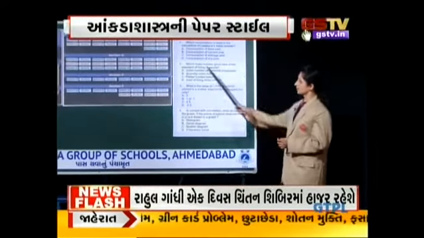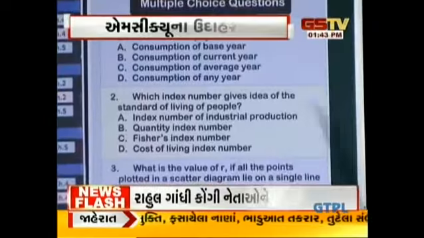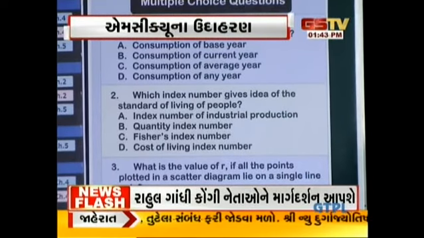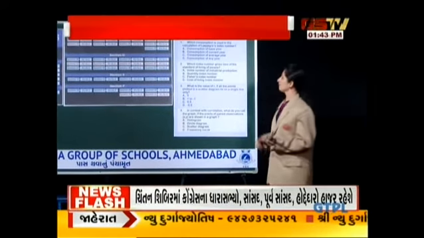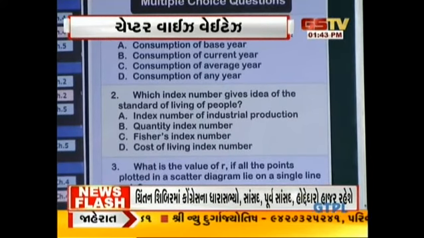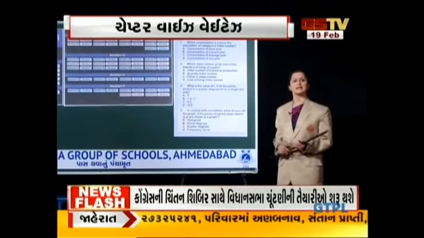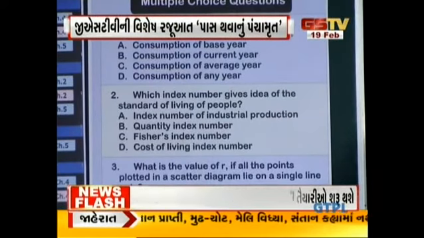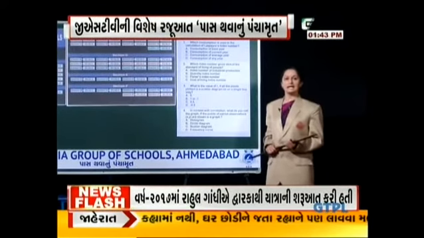Moving towards the next, the second MCQ is also of index number. Which index number gives an idea of the standard of living of people? As we have studied, the standard of living of the people can be ascertained with the help of the cost of living index number. So that will be the answer. Or a question can be asked like, which is the ideal index number? Fisher's index number is the ideal index number. These are a few examples from the first chapter, index number.